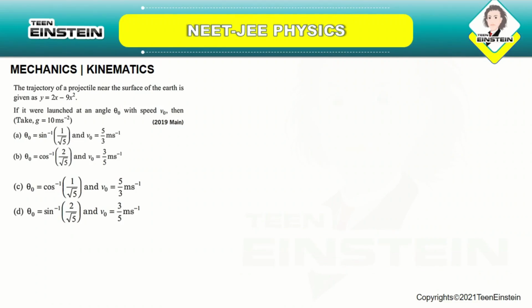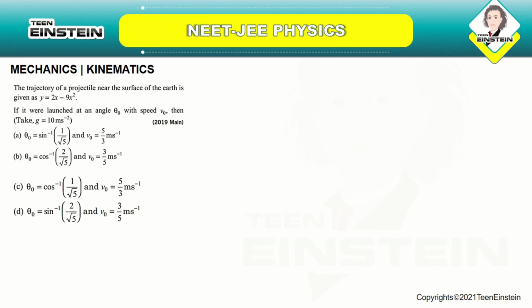The next question: the trajectory of a particle or projectile near the surface of earth is given by y is equal to 2x minus 9x square. If it were launched at an angle theta naught with speed v naught, then what will be the value of theta naught? And here they are telling us to take g value as 10 meter per second square.